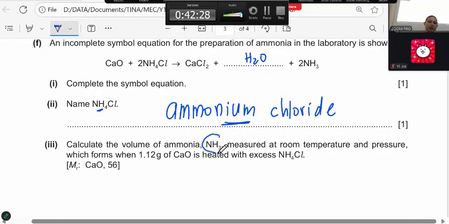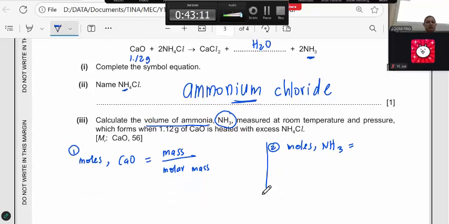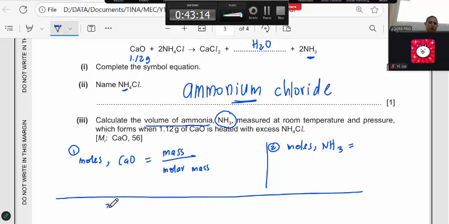Calculate the volume of ammonia formed when 1.12 gram of calcium oxide is heated. Okay, what do you do first? You always find the amount of moles of calcium oxide. Since they give you mass, you must use mass over molar mass. That's step 1. Step 2, find the amount of moles of ammonia, because they're looking for the volume of ammonia. This one use ratio, okay? And step 3, you're supposed to find the volume of ammonia. I hope you know which one to do.